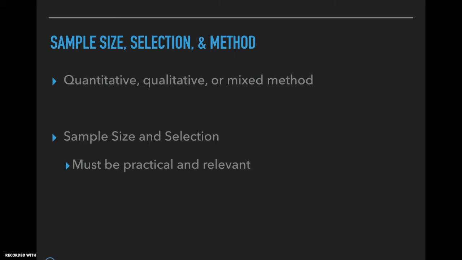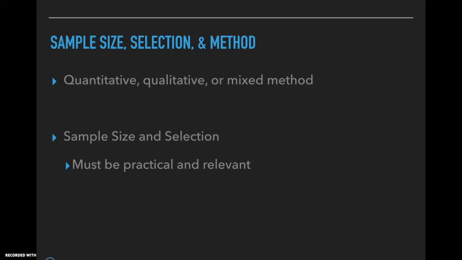Action research can either be quantitative, qualitative, or a mixed method approach. Today we're going to be focusing in on the qualitative methods. Qualitative action research has no set of rules for number and identification of the sample. However, the selection and size must be practical for what you're trying to investigate.